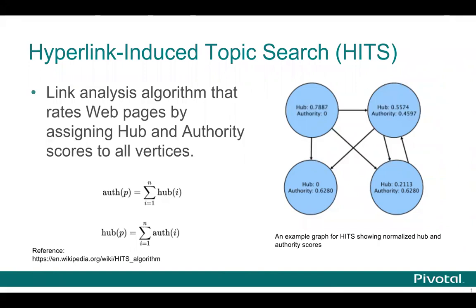All right, so we won't go into the detailed math behind it, but the math is not too difficult. You start with default hub and authority scores for all vertices, which in MADlib we start out at 1. Then for a given vertex, you sum all the hub scores pointing to that vertex and assign that as its authority score. Similarly, for the hub score, you take all the authority scores of the vertices it points to and sum them up, and that's your hub score. And you keep doing it iteratively.